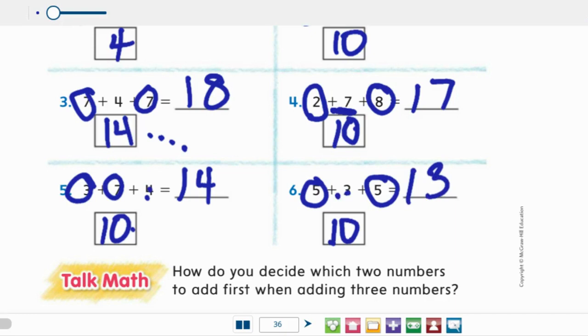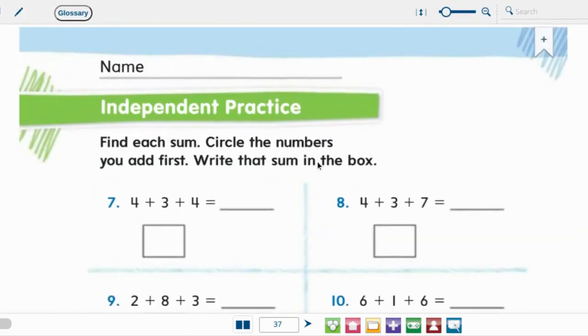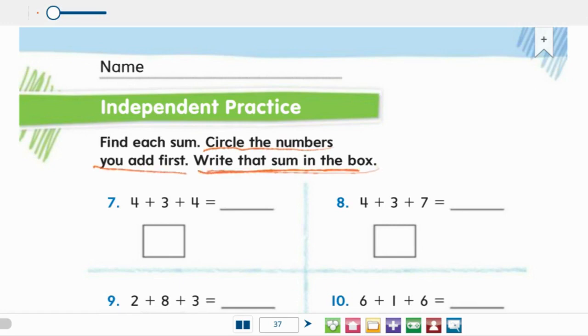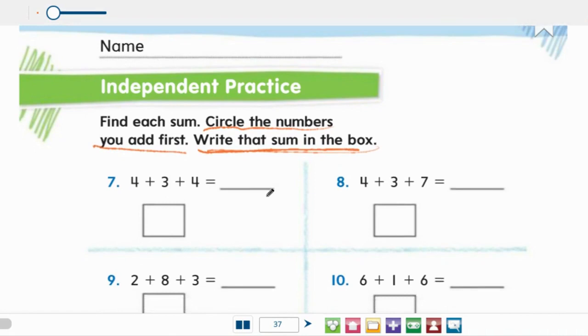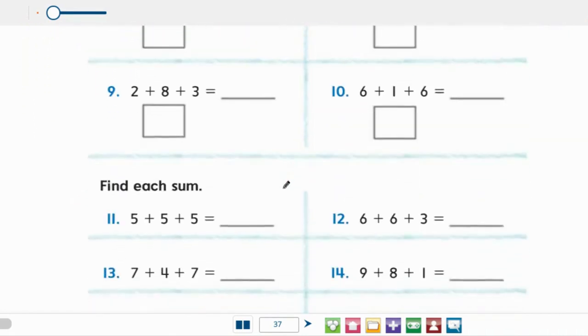All right, these are the ways that we're going to solve these different problems. Well, let's go to the next page, page 37. And for this, it says to find each sum, circle the numbers that you add first, write that sum in the box. All right, so I want you to underline that again. Circle the numbers you add first, write that sum in the box. It's going to be just like we did. And I want you to do all of these different problems on this page.